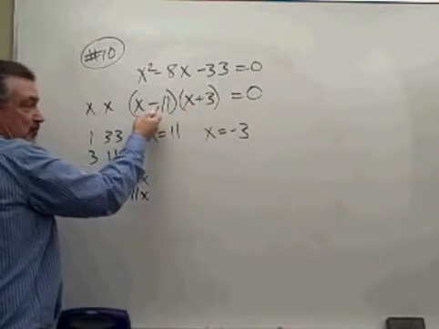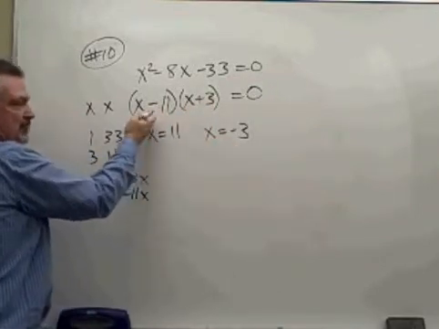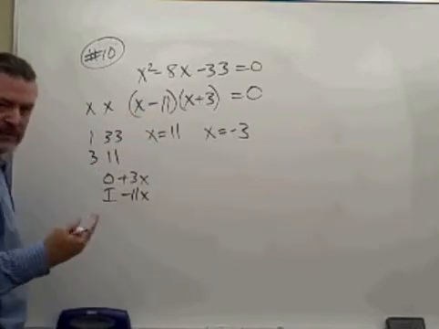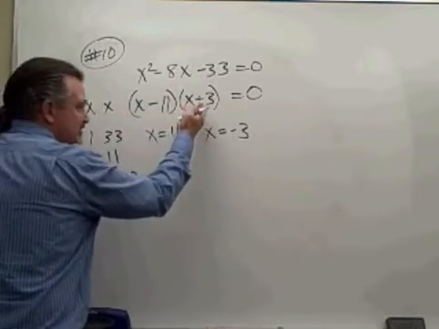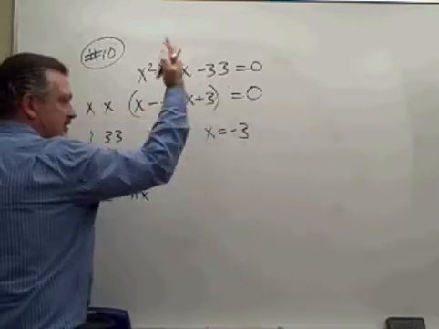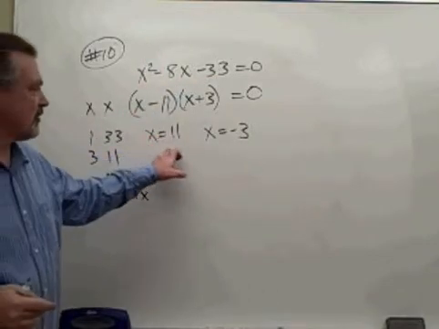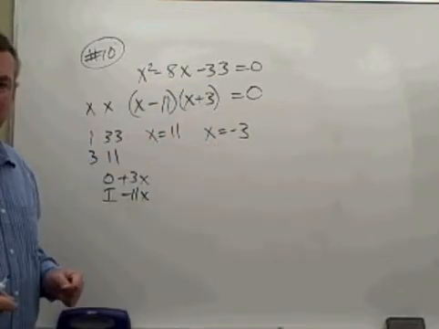0 times whatever it would be. Actually, if we put negative 3 here, negative 3 minus 11 would be negative 14, wouldn't it? But 0 times negative 14 is still 0. And here are the two solutions to that quadratic equation.